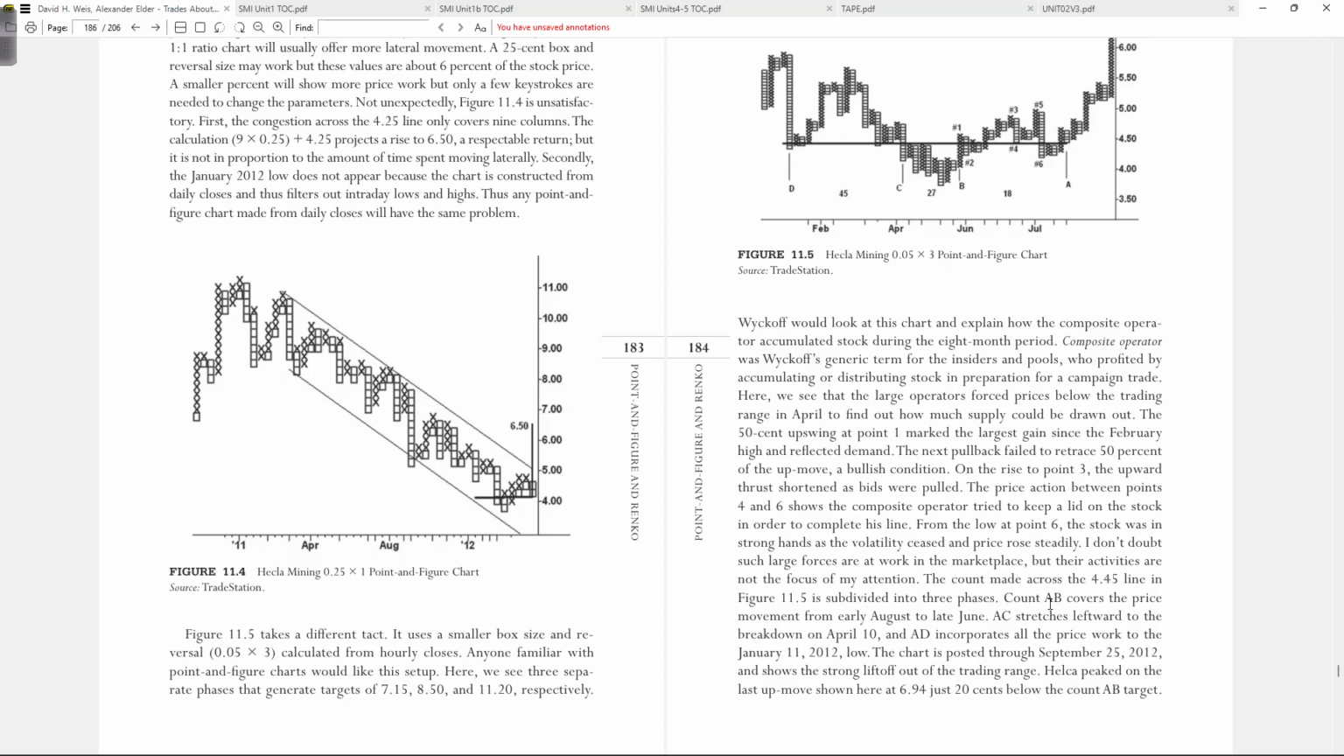Count AB covers the price movement from early August to late June.